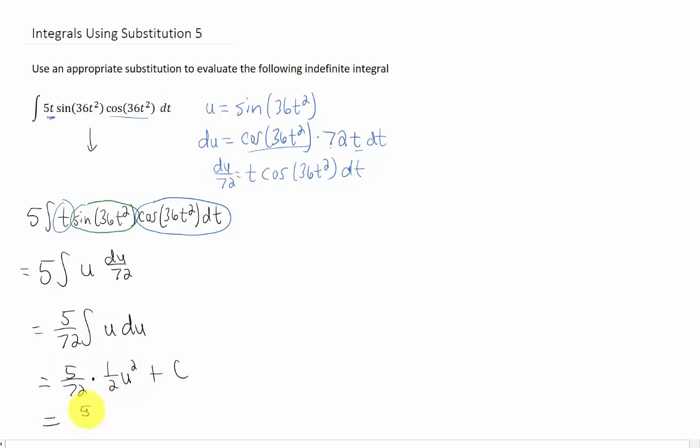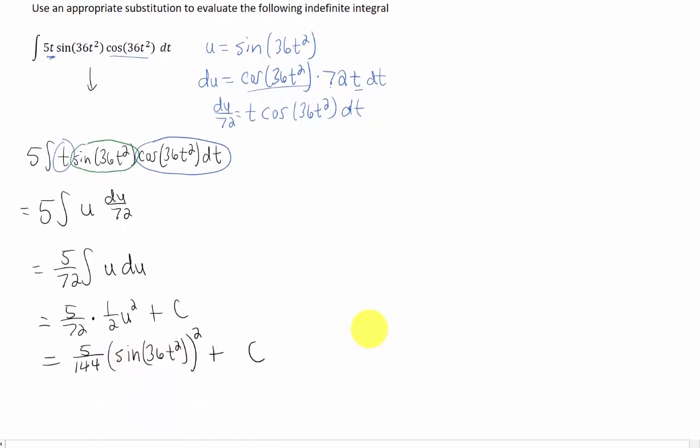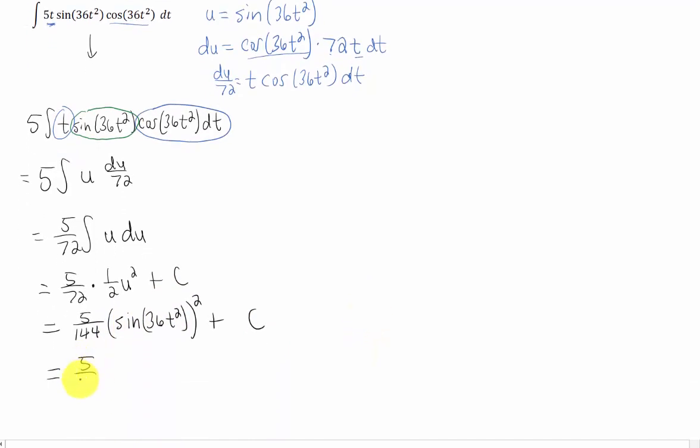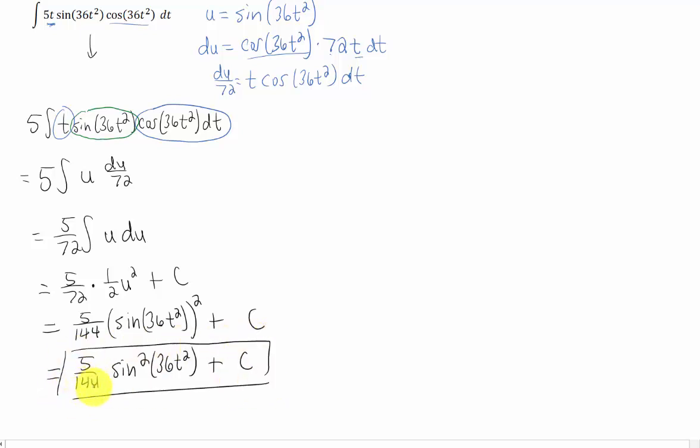Multiplying our fractions gives us 5 over 144, and then substituting in what u is gives us the sine of 36t squared, that whole thing squared, which we typically don't write like that. We typically write this answer as 5 over 144 sine squared of 36t squared.